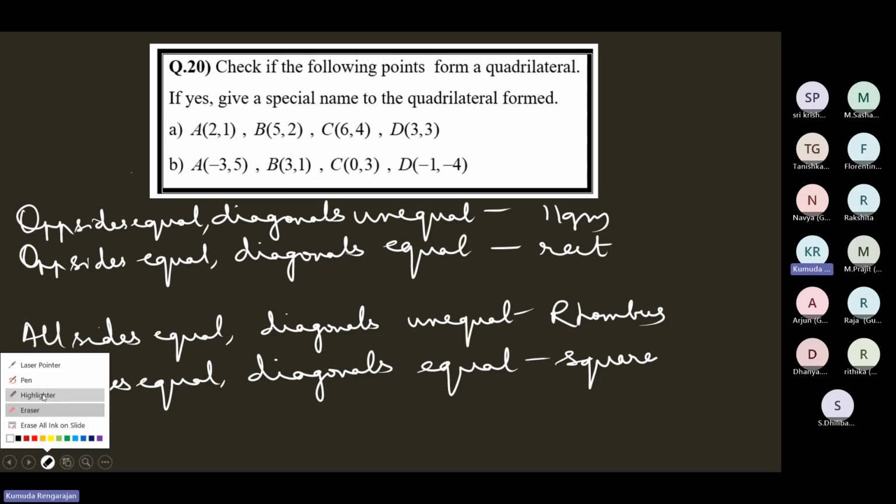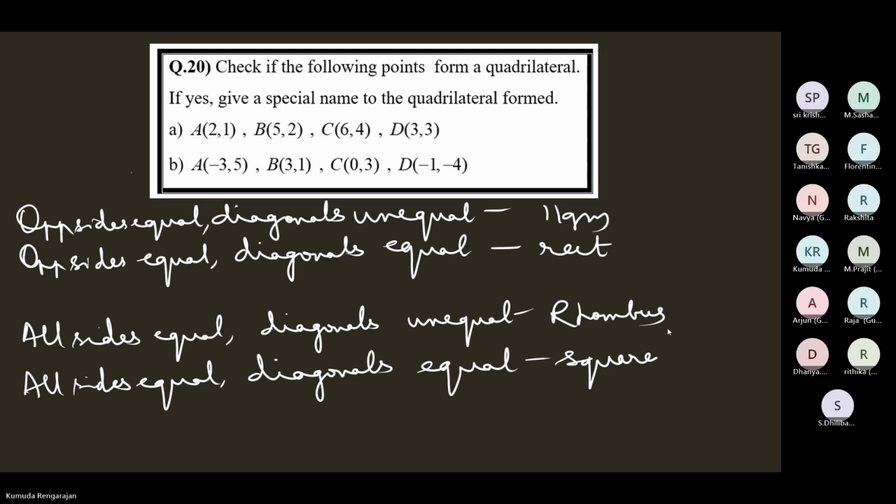And one more thing, sorry to interrupt. If you have to show that the points form a parallelogram, you don't have to check the diagonals. Supposing they give you 4 points and ask you to check if it's a parallelogram. Simply see if opposite sides are equal. If opposite sides are equal, it's a parallelogram. That's it. Don't check for the diagonals.